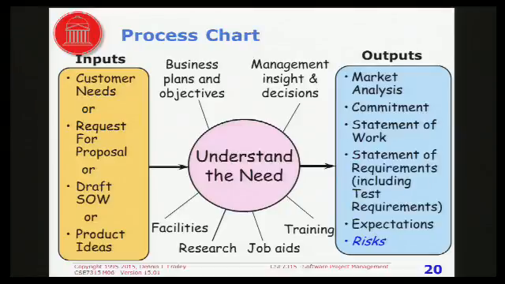Now, this is a little diagram of the process you follow when you're understanding the need. Your inputs are whatever is available to tell you what the customer wants. And this could vary tremendously depending on the kind of project. For example, the customer may just communicate something they need: I wish I had a program that would do this for me. Or there might be an actual formal request for proposal. This is usually common in a major effort.